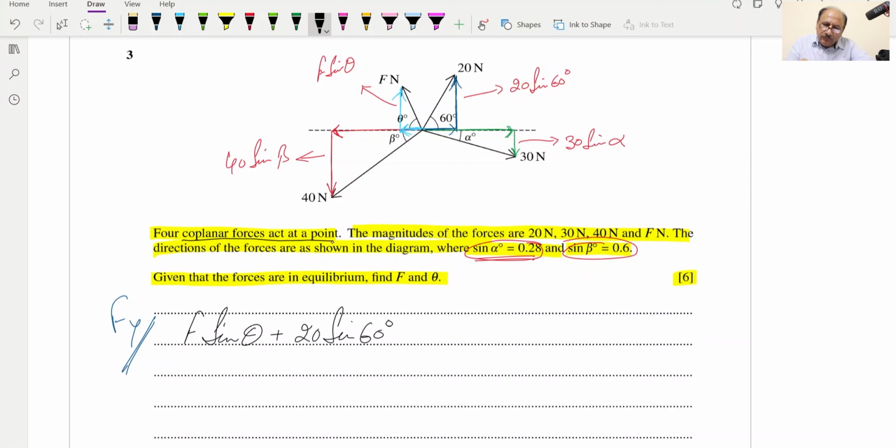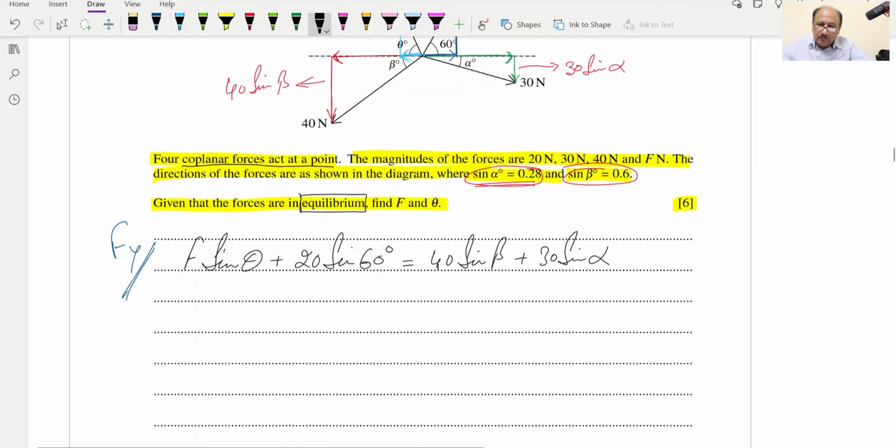Coplanar forces are acting at a point, and they have mentioned that it is in equilibrium. So because they are in equilibrium, upward forces will be equal to downward forces, and downward forces are what? 40 sine of beta plus 30 sine of alpha. Now what else do we need to find? We need to find the sine alpha value.